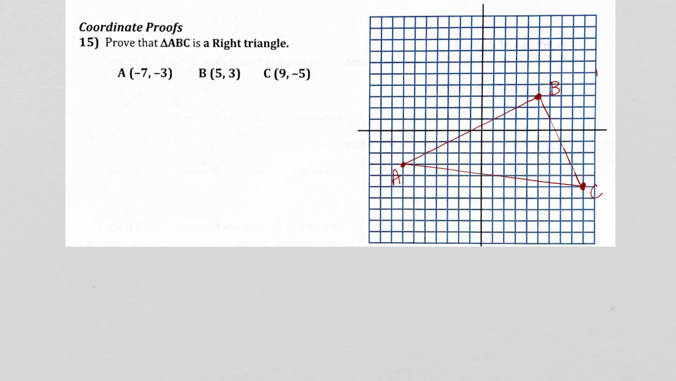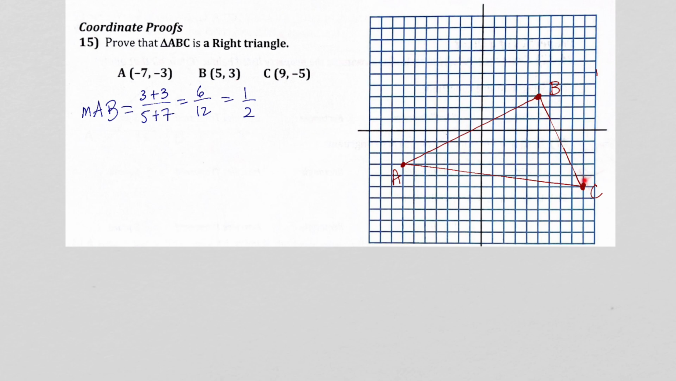Now, in order to show that it's a right triangle, I need to show that two sides are perpendicular to each other. So it's obviously going to be this side and this side if it's anything. So I'm going to find the slope of AB and the slope of BC. The slope of AB is y2 minus y1, which is 3 minus negative 3, over x2 minus x1, 5 minus negative 7. So this is 6 over 12, which is 1/2.